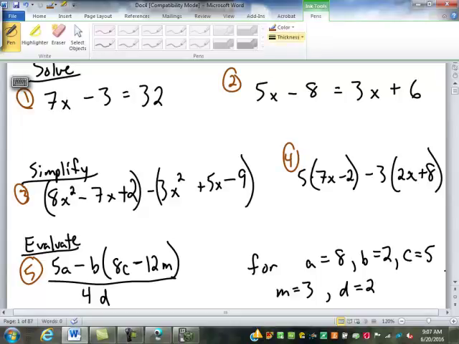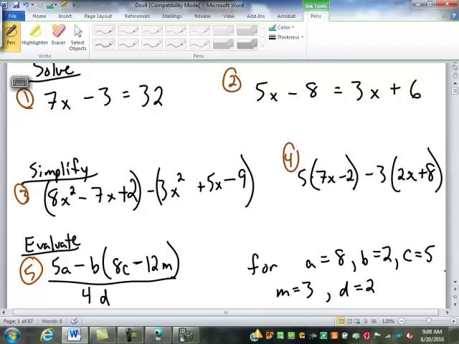Okay, so let's take a look at these and see how you did on them so far. If you didn't finish them all, that's fine. So for this first one here, we're solving the equation. When it says solve, that means we're trying to figure out what the value of the variable is. So we're going to end up with a variable equals a number or a number equals a variable.